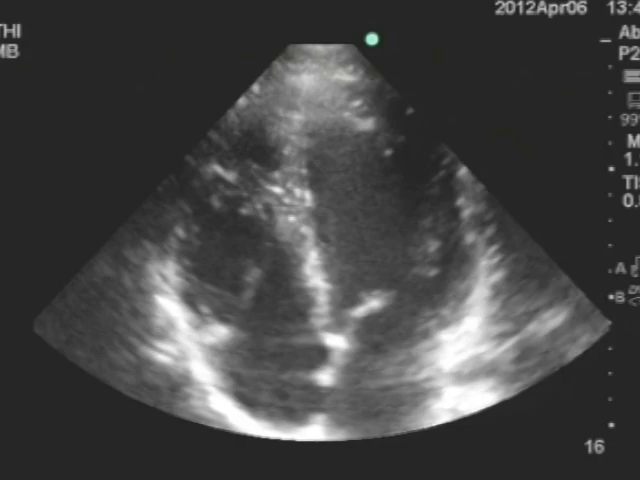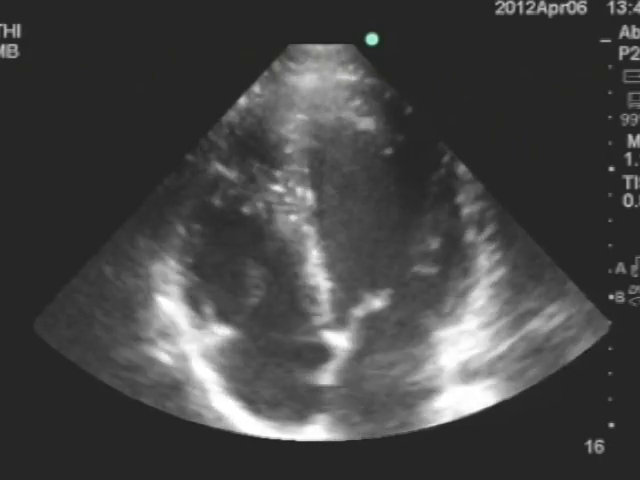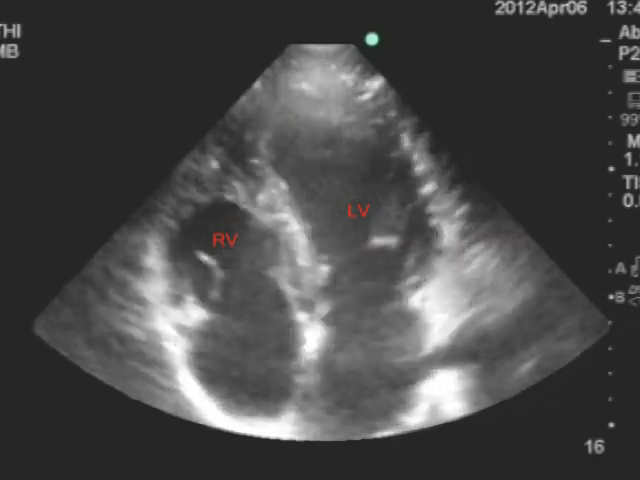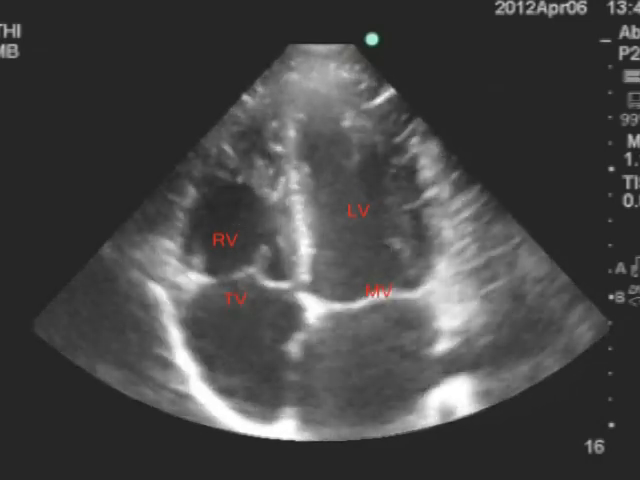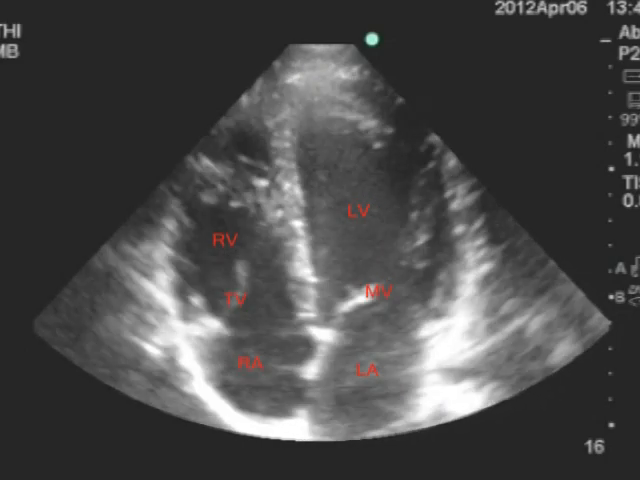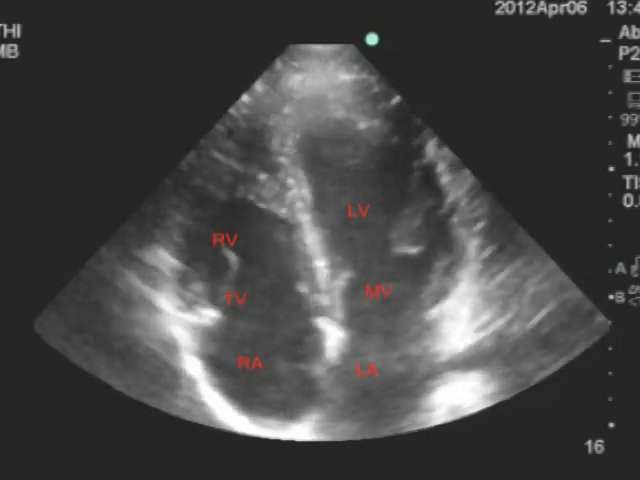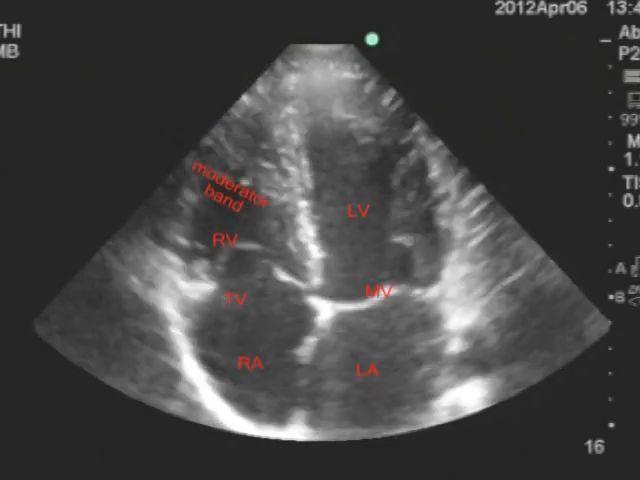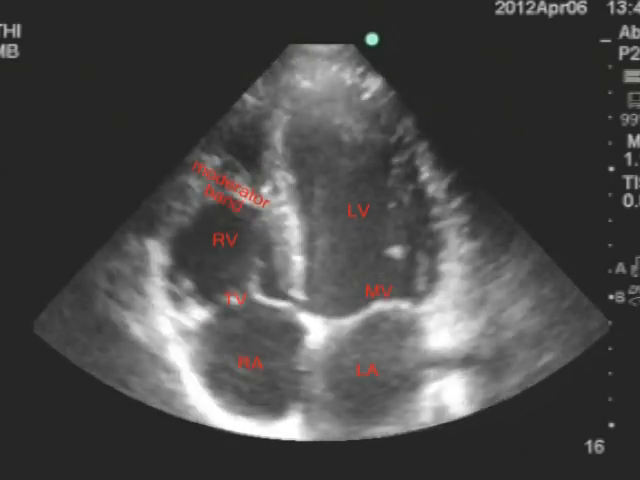In the apical four-chamber view, we see the left ventricle, the right ventricle, the mitral valve, the tricuspid valve, the left atrium, and the right atrium. We see a muscular band traversing the right ventricle, the so-called moderator band. This is a normal finding.